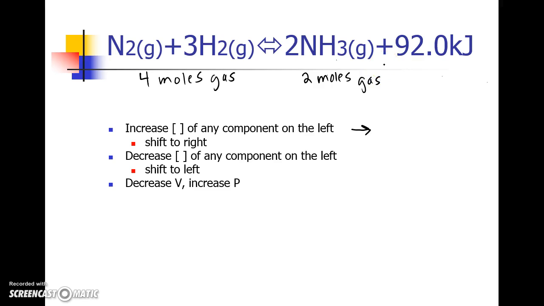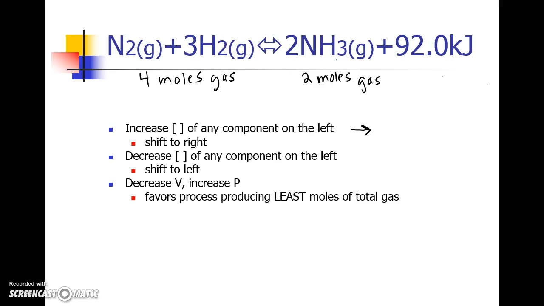If I'm increasing the pressure by decreasing the volume, it's going to shift towards the side with the least moles of gas. It's going to shift to relieve that pressure. So it's feeling very compressed and pressurized. It's going to go to the side where there's less moles of gas. And so in this case, it's going to shift right, but it's going to favor the process producing the least moles of total gas.